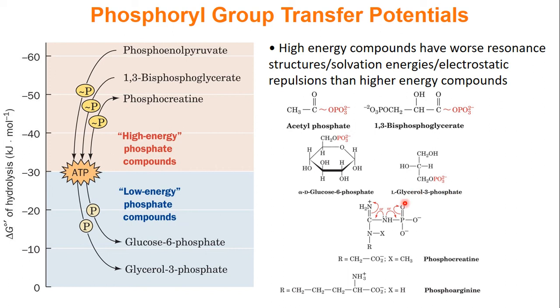While low energy compounds have great resonance structures. So glycerol 3-phosphate, glucose 6-phosphate, they don't have the problems that your ATP does or your acetyl phosphates do when it comes to resonance structures. So they're lower in energy.